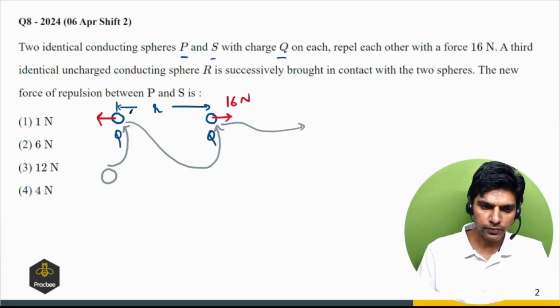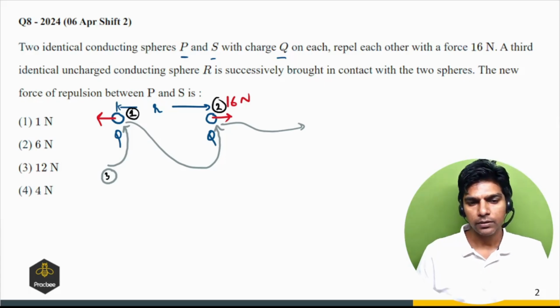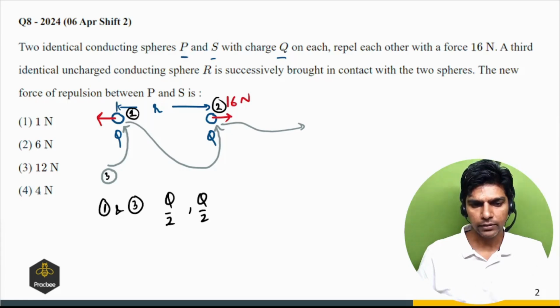So let us say this is sphere 1, this is sphere 2, and this is sphere 3. Now if you touch 1 and 3, the charge on both the spheres will become q by 2, right? Now the sphere 3 has acquired q by 2 charge.